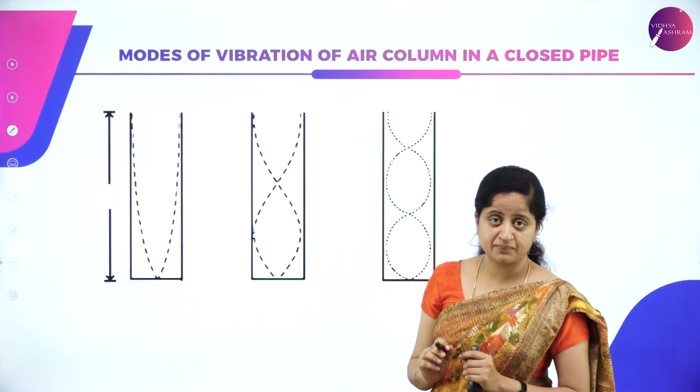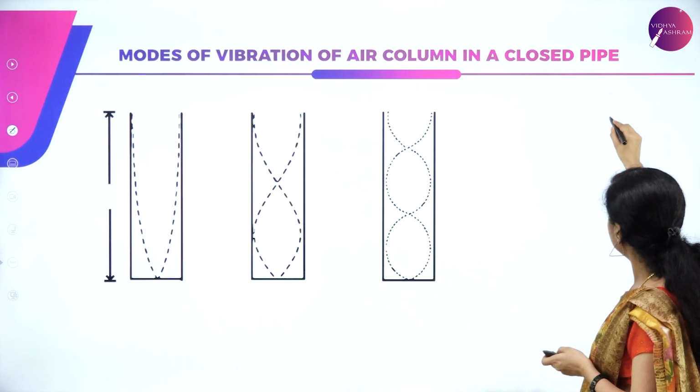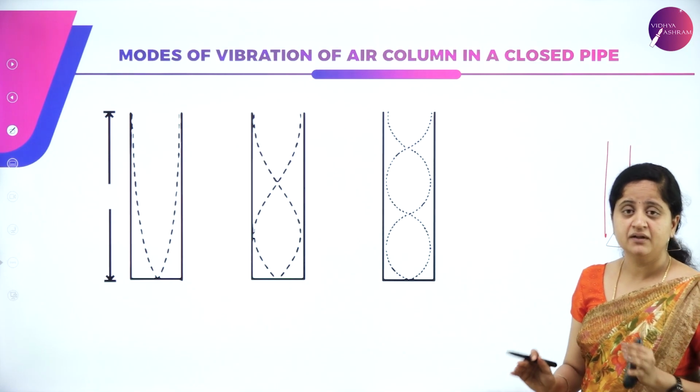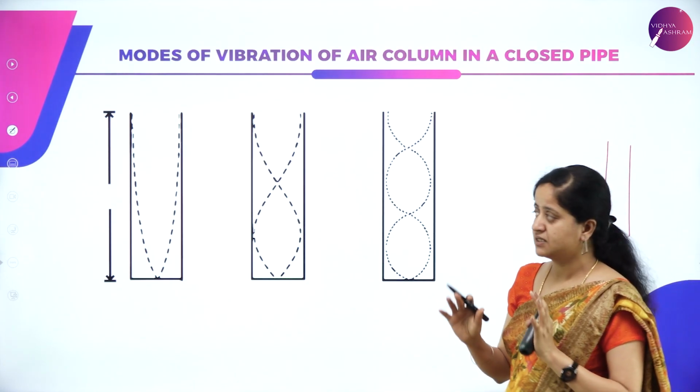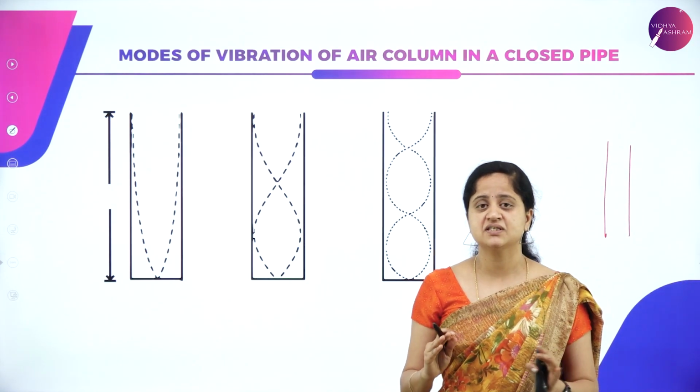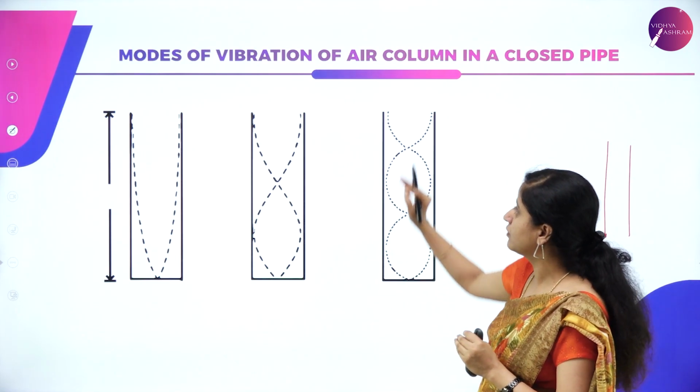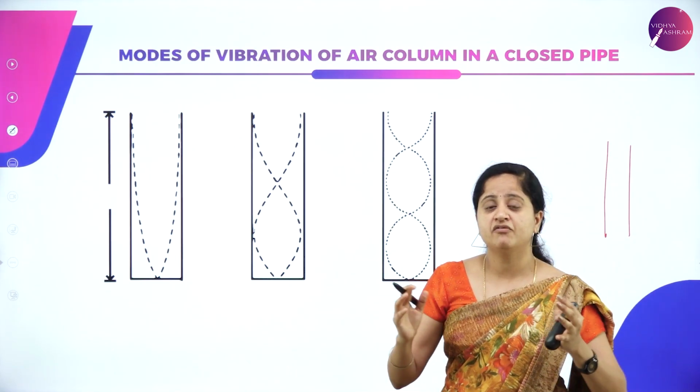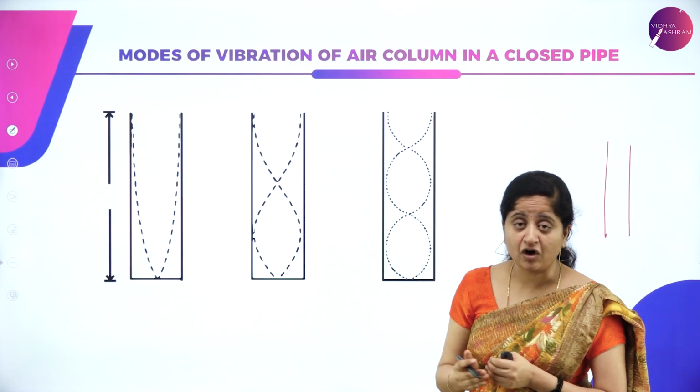That is a closed pipe. An open pipe means both the ends of the pipe will be open, no end will be closed. So this is the basic difference between closed and open pipe. Now we are going to understand what is the mode of vibration of air column in a closed pipe.